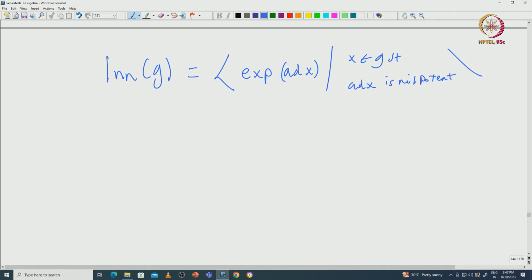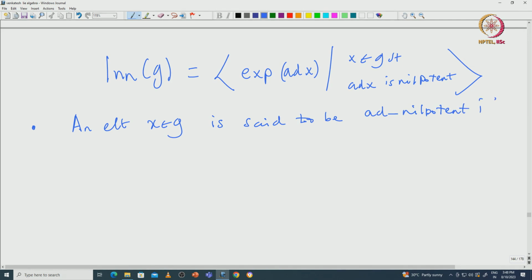So, such elements we call ad nilpotent elements. Okay. So, an element x in G, so let me write it properly, an element x in G is said to be ad nilpotent if ad x is nilpotent.